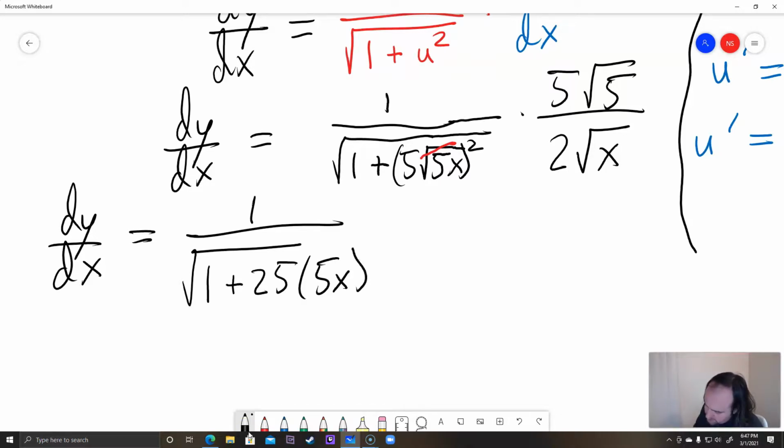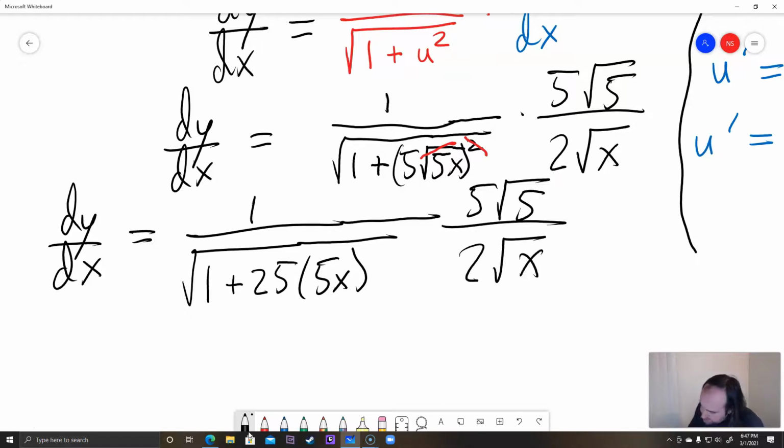And it's not a 5x squared because the x was actually under the radical. So the square got rid of that square root there. But because the radical was around x, it's not going to be an x squared. The square just canceled with the square root. Okay. All right, and then we also still have a 5 root 5 over 2 root x.